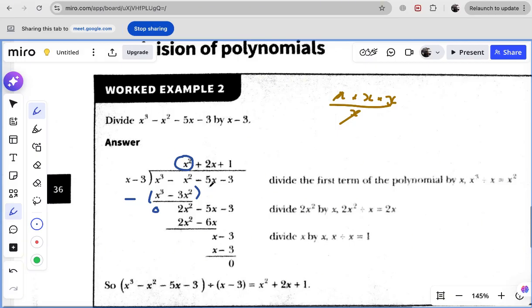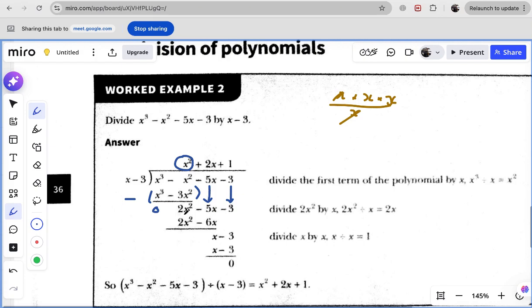When you reach here, you bring this one down to join this. You know we only have this one now. You bring this one down to it, to have your complete polynomial, the remaining part of your polynomial. So you now have 2x squared minus 5x minus 3. This is what you have now.